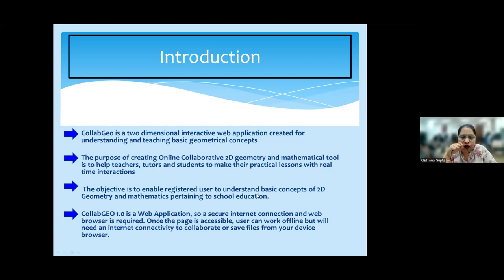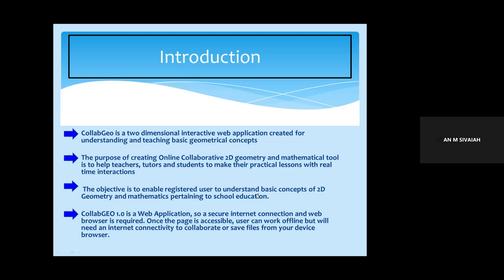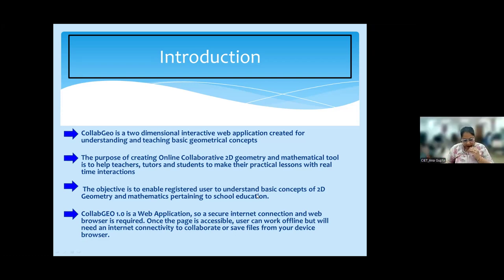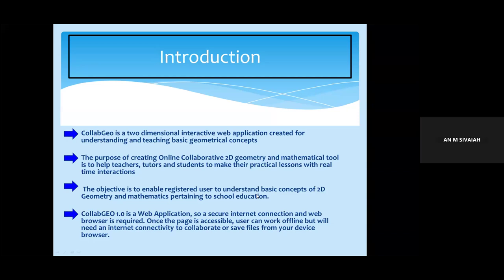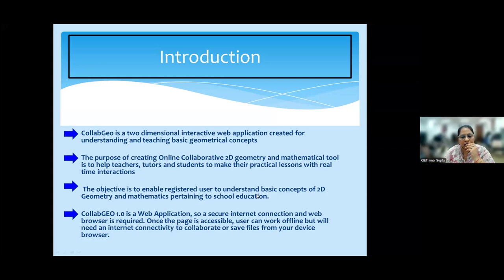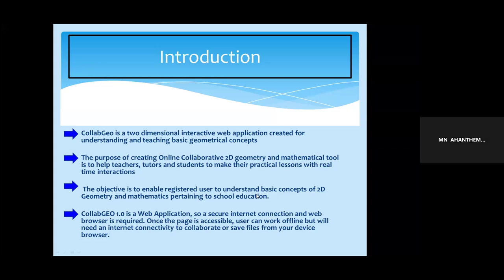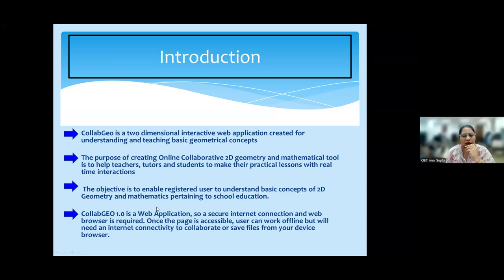What is CollabGEO? CollabGEO is a two-dimensional interactive web application, basically created for explaining geometry. The voice is not clear, ma'am. The voice is breaking. It is audible, but very steady.